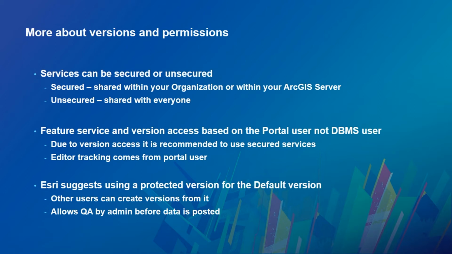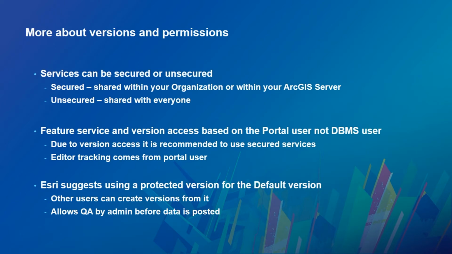So when we talk about feature services, we can say that they are secured or unsecured. Secured means that it's either not shared at all, or it's shared within specific groups or users within your organization or server. Unsecured just means that you've shared your service with everyone. Anybody can get access to your service. Access to the services, and therefore the data, is based on your portal or server user.